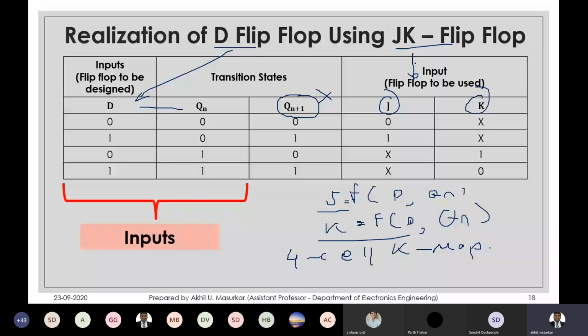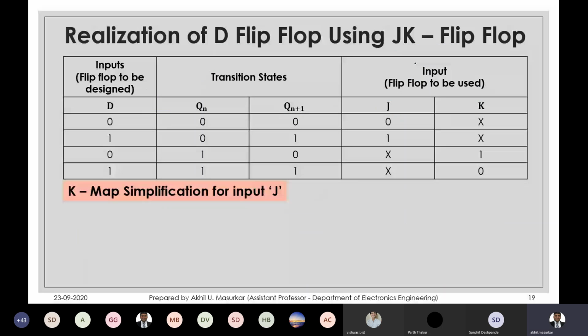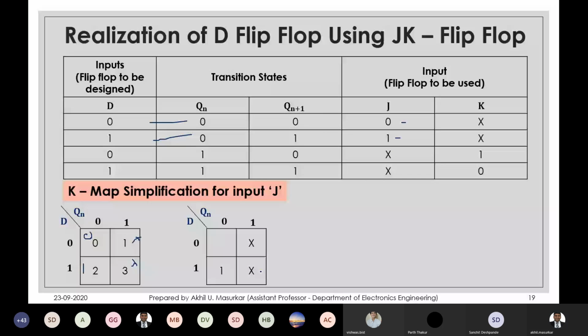Okay, J is D and K is D bar. Correct. Anusha and Omkar and Hemant, correct. So let us see that. Transition tables are at the top only, no change in that. So here we have 0 0 is 0, then 1 0 is 1, then we have 0 1 as x and x. So don't care, don't care. So what we will have here is again the same thing, D. That is, J will be equal to D.